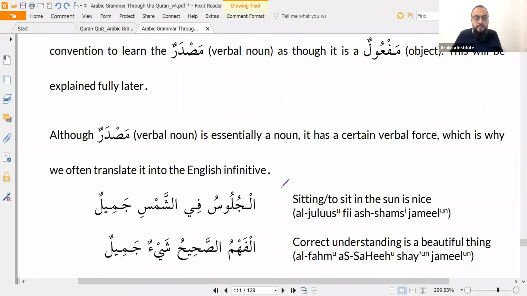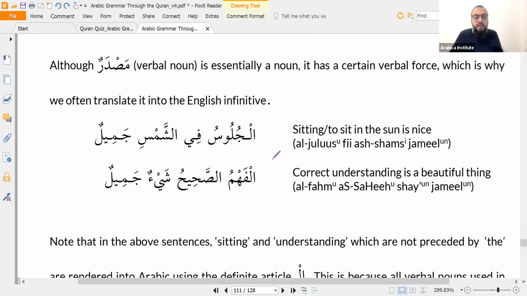Okay. Now, be careful. If I say sitting in the sun is beautiful, some people get confused and make mistakes with the word sitting. They think, okay, what's the word for sitting? I am sitting, ajlisu. So they would say, ajlisu fi shamsi jamilun. Sitting in the sun is beautiful. Is that the right thing to do? No, because you're saying I sit, I'm sitting. Or what about yajlisu? Yajlisu fi shamsi jamilun. Is that correct?